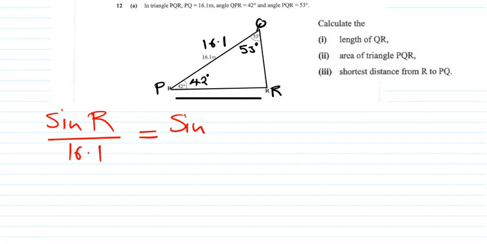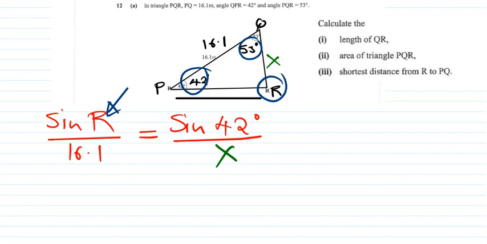Now, what is our side of interest? They want us to find QR. This side is opposite what angle? 42. So we pick 42 over the side we're trying to find, let's call it x. But before we can find x, we need to find this angle r. How do we find r? The sum of all angles in a triangle is 180, so we need to subtract the sum of the other two, 53 and 42 degrees.